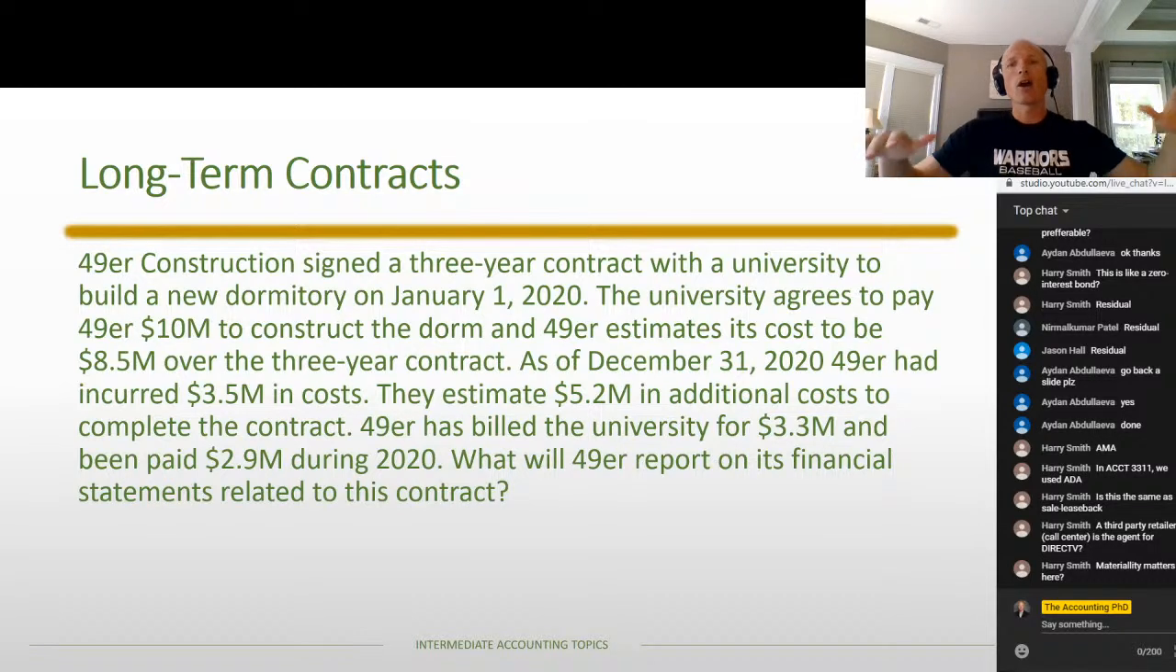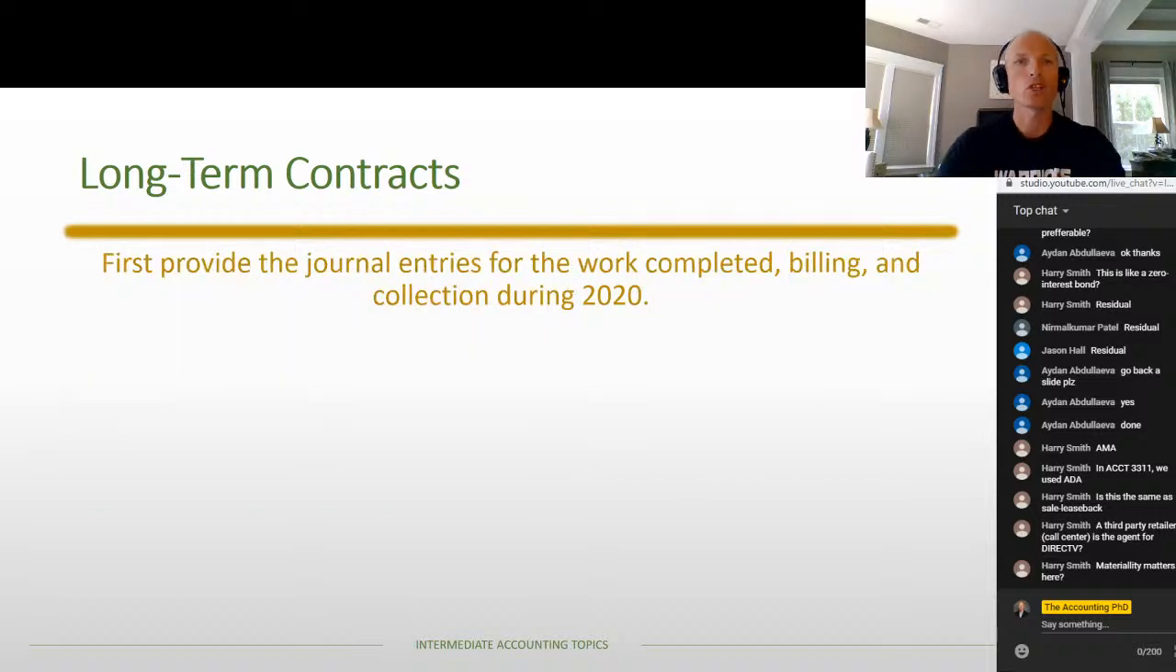So how do we handle this kind of contract? First of all, whenever you're building a new dorm in a long-term contract, it is definitely meeting the third criteria, if not the second criteria. And so we're definitely in that percentage of completion method world. Let's take this information and figure out how we would report using the percentage of completion method. First, let's provide the journal entries for the work that's completed, billed, and collected during 2020.